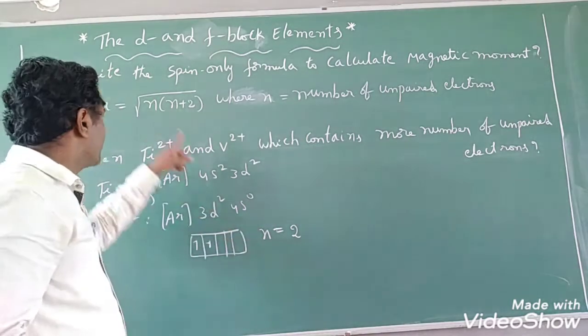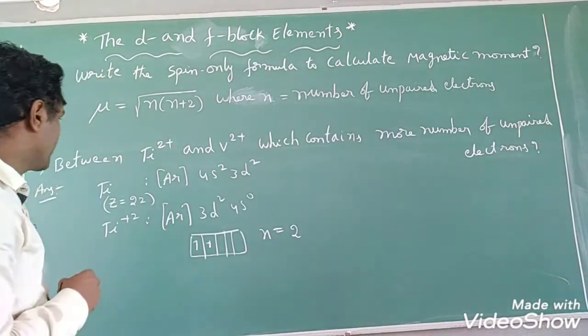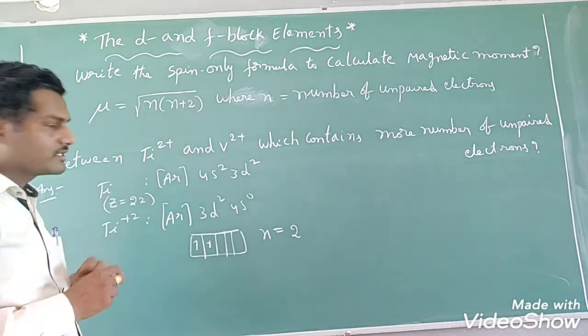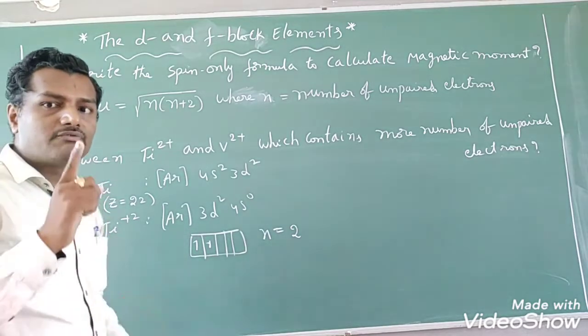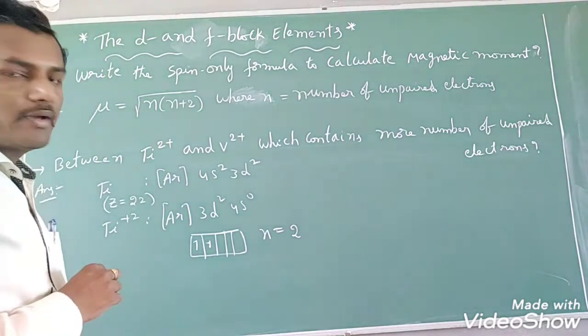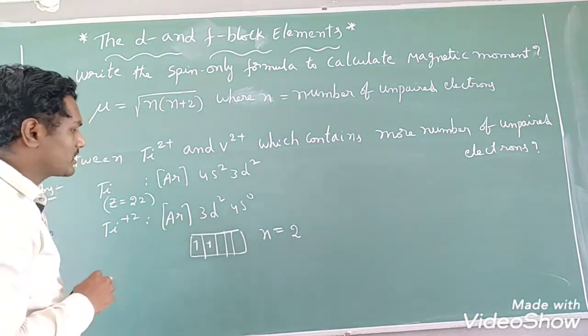That n value we have to substitute to calculate magnetic moment. We will see how to calculate it by taking some questions. Important questions we have based on this. Definitely they will ask either for 1 mark or 2 marks, a compulsory question based on magnetic moment calculation. So titanium plus 2 has 2 unpaired electrons.